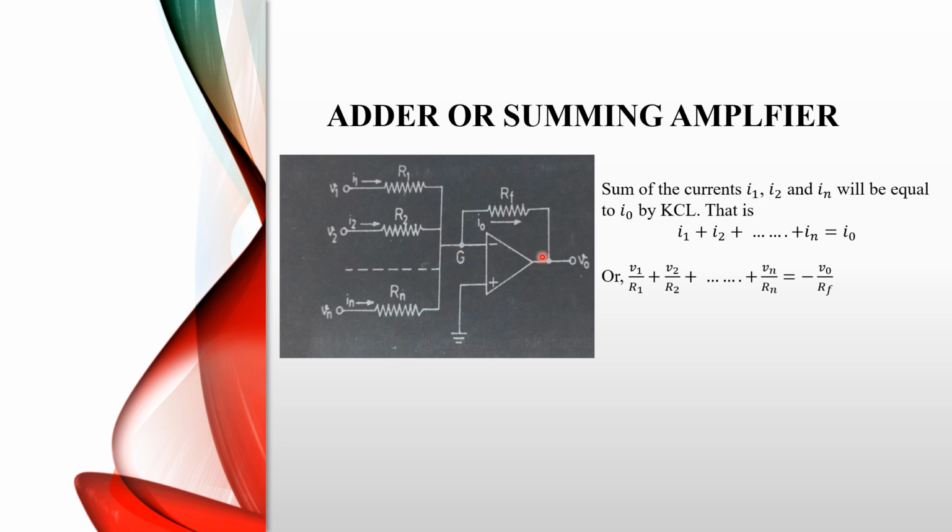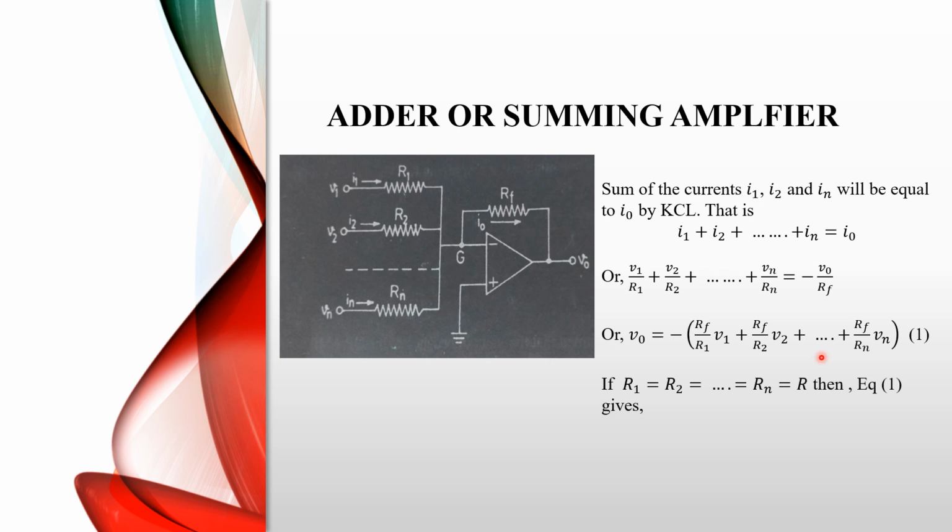So 0 minus V0, that means the voltage drop between the G point, that is the virtual ground point, and the output voltage point, 0 minus V0 divided by RF. That means here we write minus V0 by RF. Next, what is the value of V0? V0 equals minus RF by R1 V1 plus RF by R2 V2 plus dot dot RF by Rn Vn.